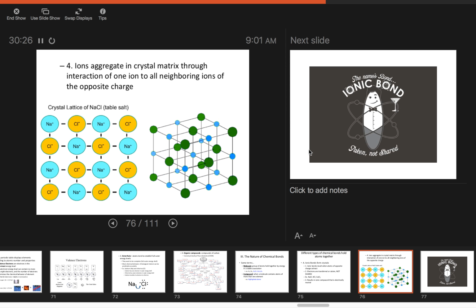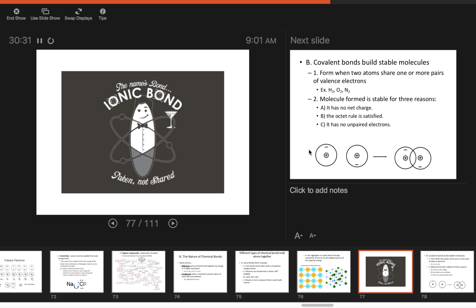To help you remember ionic bonds: taken, not shared. So there's no sharing of electrons here. They're being stolen.